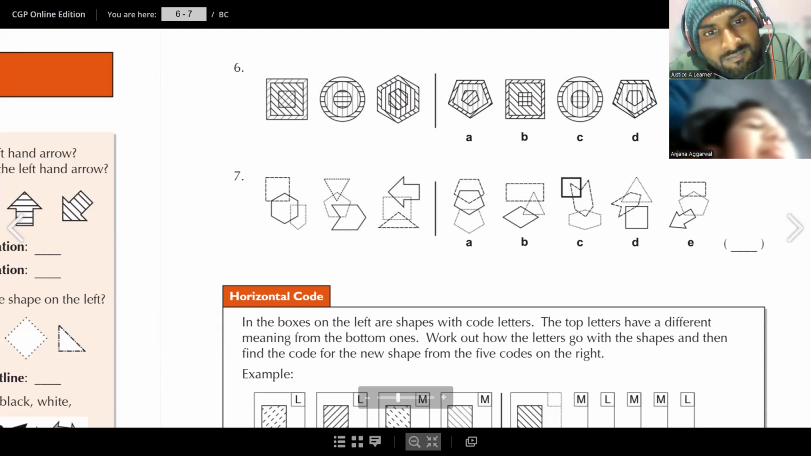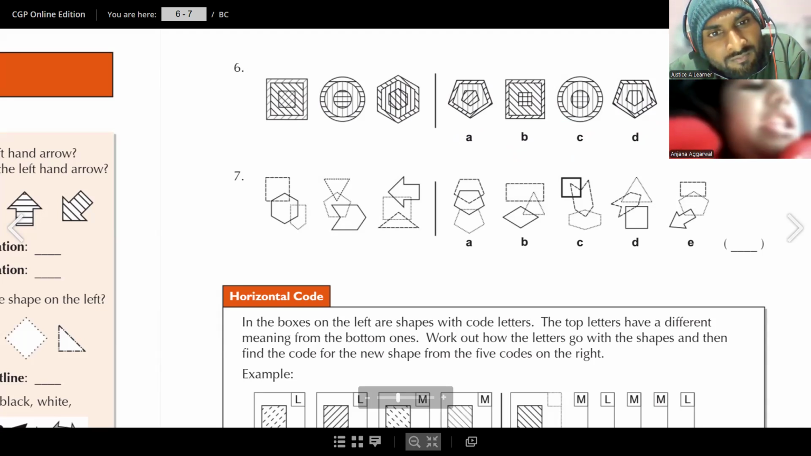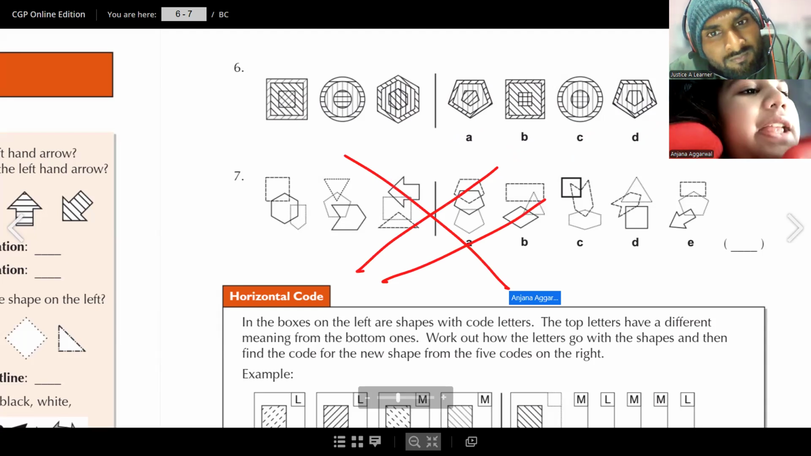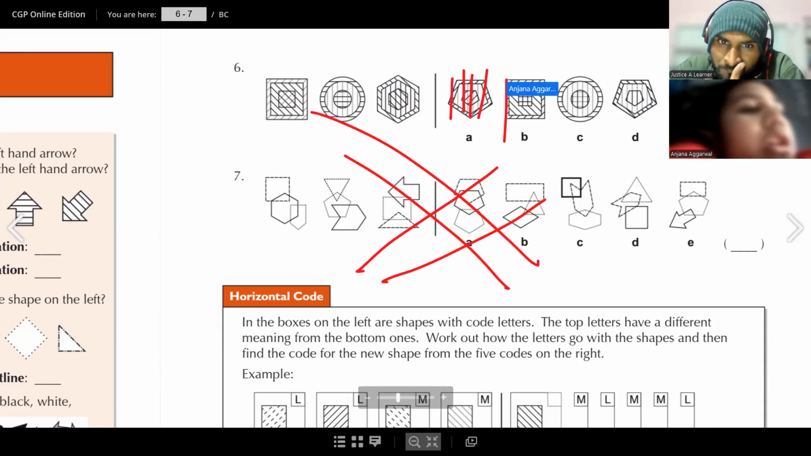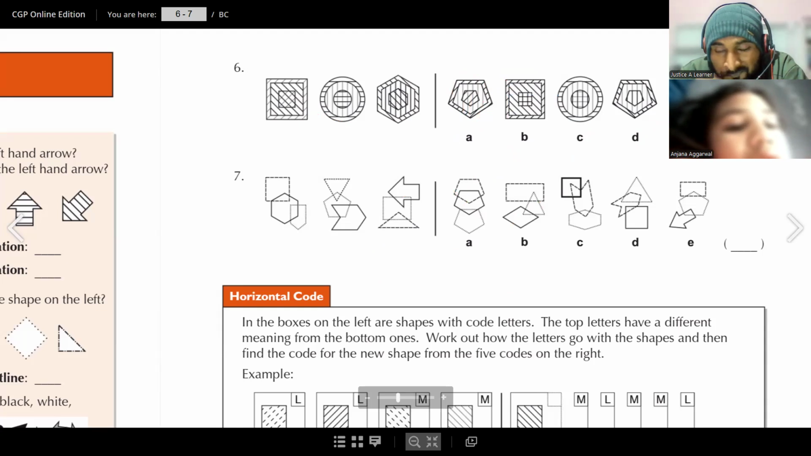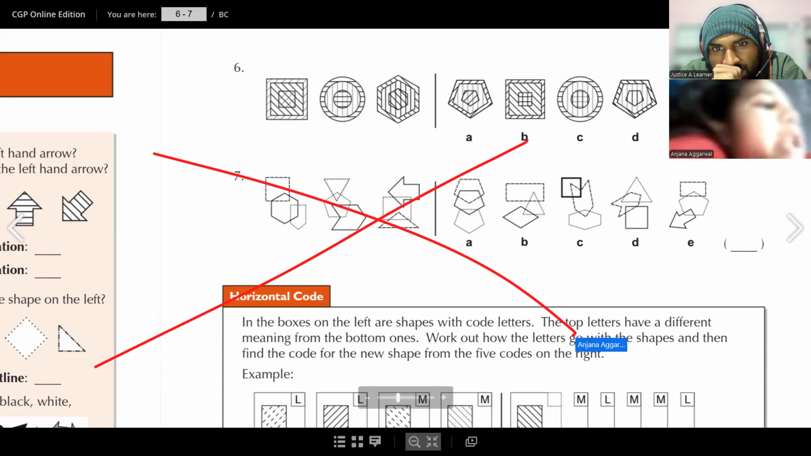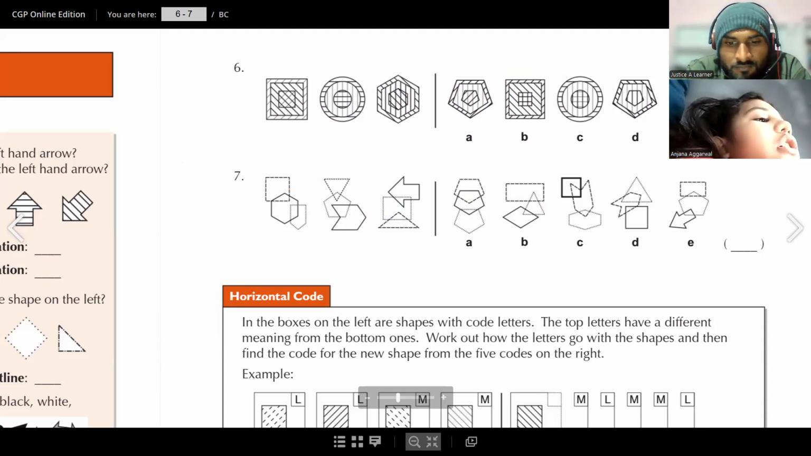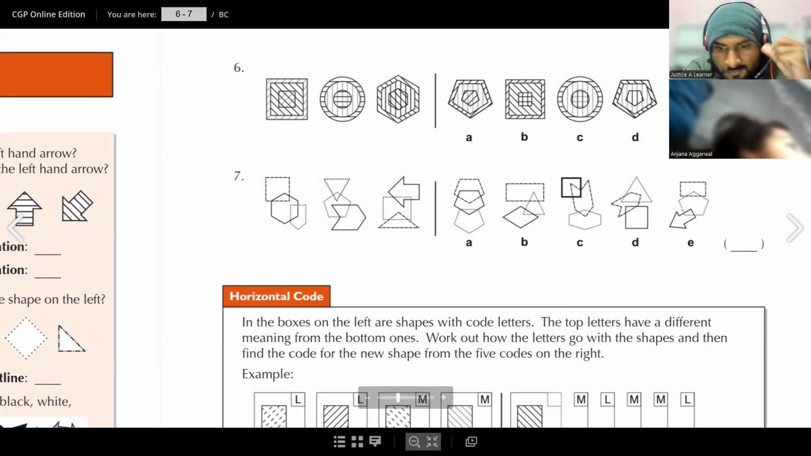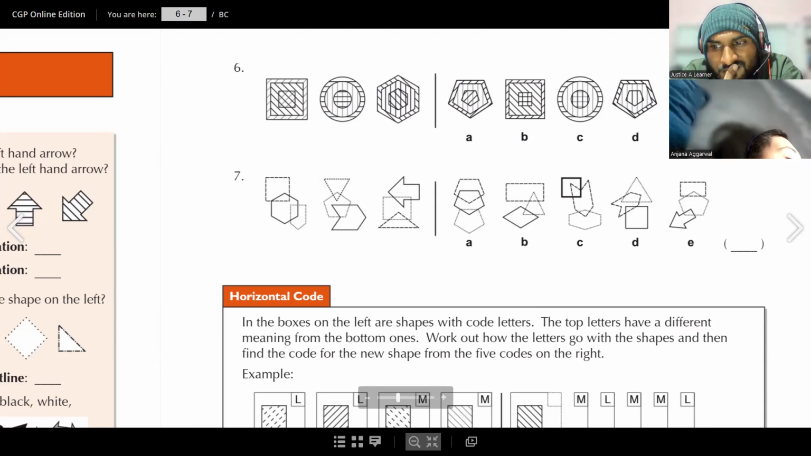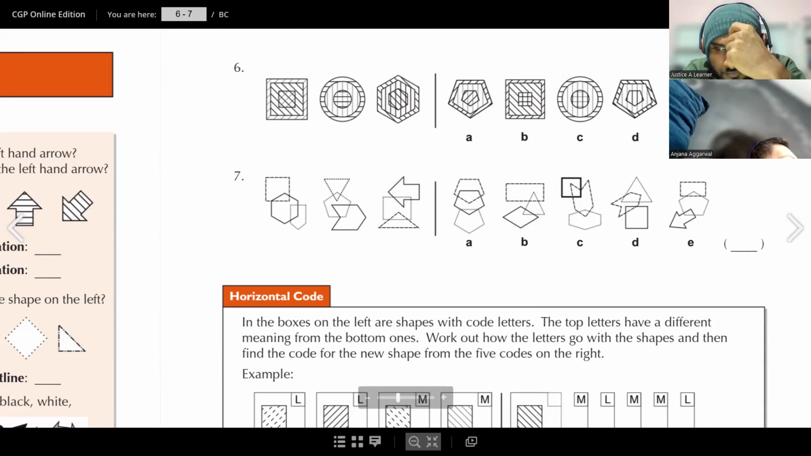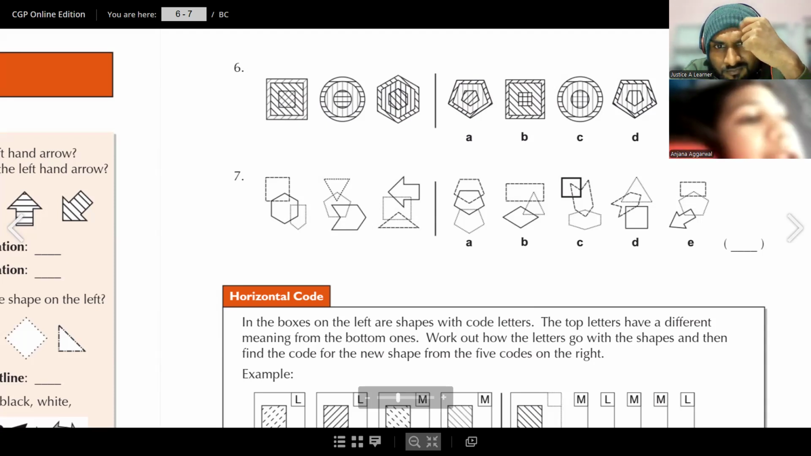Because on my piece of paper, I can't see. It's like this, and there's an inside line as well. I couldn't see it. Now, the seventh one, I did not understand. What I did understand is that the answer is not B. No, wait, it's not A, and it's not D.